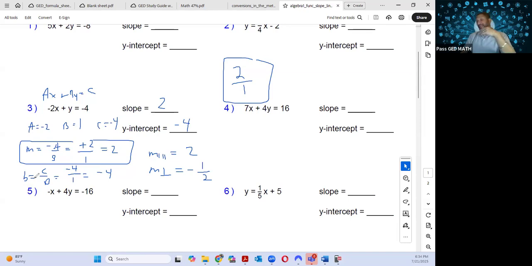Now, "Oh, Mr. Tinsley, I can't do it." Then don't move to the second one. Don't move to the next problem then. Do the problem again, just like I just did.